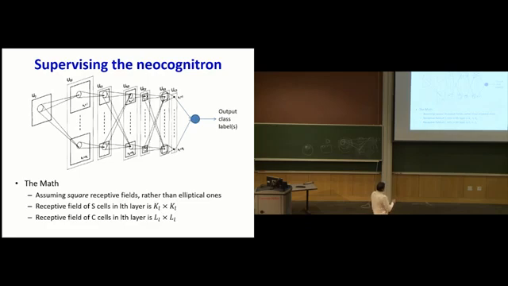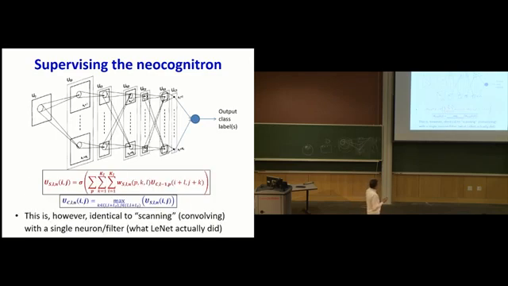Now, in Fukushima's model, the receptive fields were elliptical. Yann LeCun changed those to rectangular, square. So S cells would have some K by K receptive fields. C cells would have some other square receptive field, which is to say it's looking at small square patches in the output of the S cells.